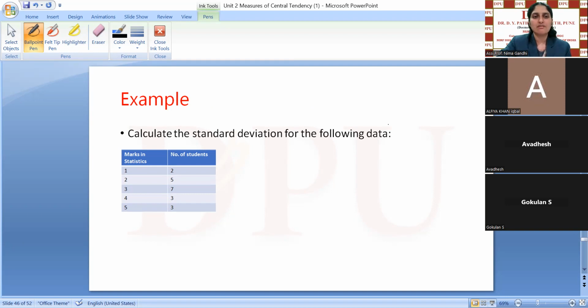The marks are given in the first column and the respective frequencies are given in the second column. So what is given here? There are 2 students who have scored 1 mark. There are 5 students who have scored 2 marks. 7 students have scored 3 marks. 3 students have scored 4 marks, and 3 students have scored 5 marks. So these are the frequencies and these are the individual observations. These are your Xi's and these are your Fi's.